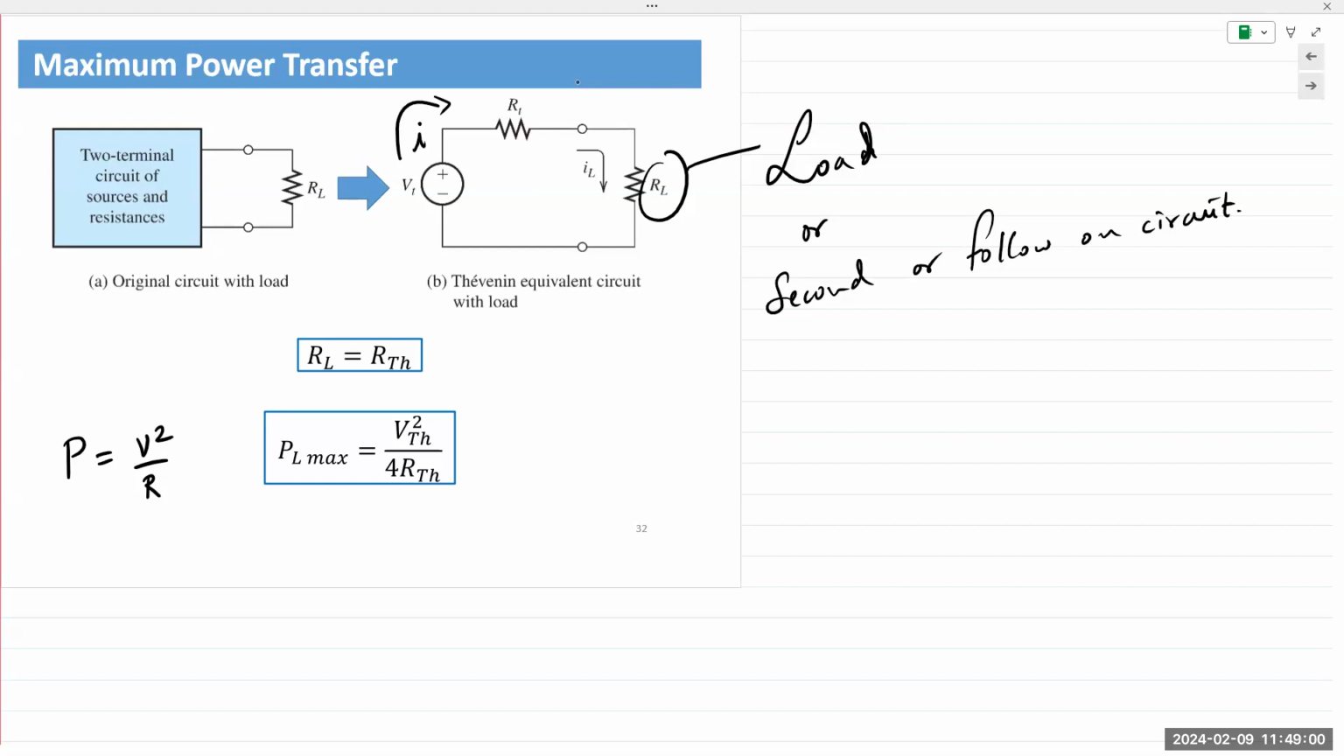All right, that is the end of chapter 2. Any questions? Any questions at all?